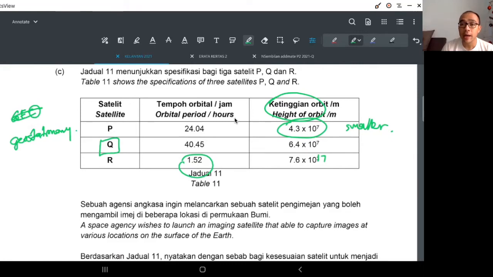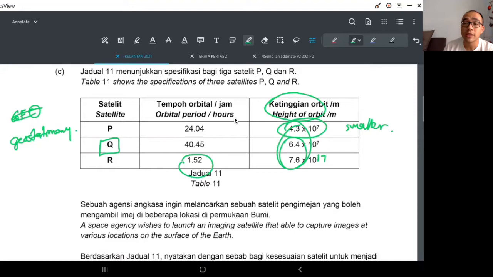Okay, and when you think about it, 4.3 and 6.4, okay, when you multiply it by 10 to the power of 7, that's a very big difference actually. Okay, but 6.4 and 7.6 is also the same. It's also a very big difference. There's 7 zeros behind. So it's a very big difference. Of course, the best is 4.3. But it's 24 hours. You cannot do anything with 24 hours.